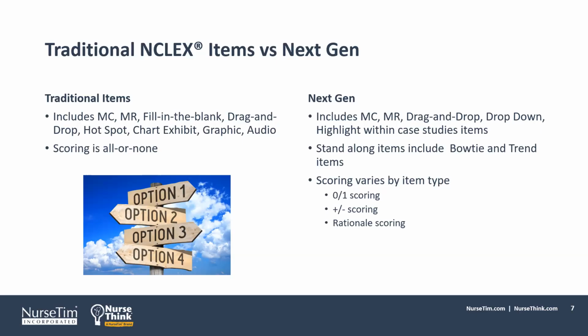As we migrate to next gen, we're also going to have next gen style items that are multiple choice, multiple response, drag and drop, drop down, highlight, and those are all going to fall within the case items of 6 questions. The standalone items are going to include bow tie and trend, like what I mentioned. And there's 3 different types of scoring, and it's going to vary based upon the item type. So some next-gen items are going to be scored at a 0-1 scoring, which is like what we have now. Either you get it right or you don't. You get a point or you don't get a point.